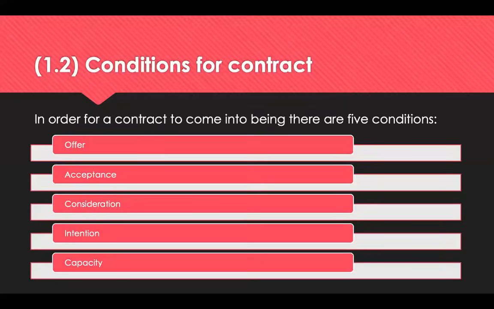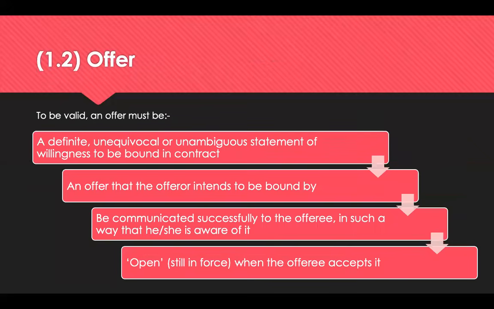But let's go through these in a little bit more detail. So an offer to be valid must be a definite, unequivocal or unambiguous statement of willingness to be bound in a contract. An offer that an offeree intends to be bound by, and it must be communicated successfully to the offeree in such a way that he or she is aware of it. And it needs to be open when the offeree accepts it. So sometimes you'll see an offer that says it's only valid until the end of next week. You can't then try to accept that offer after the time has passed.